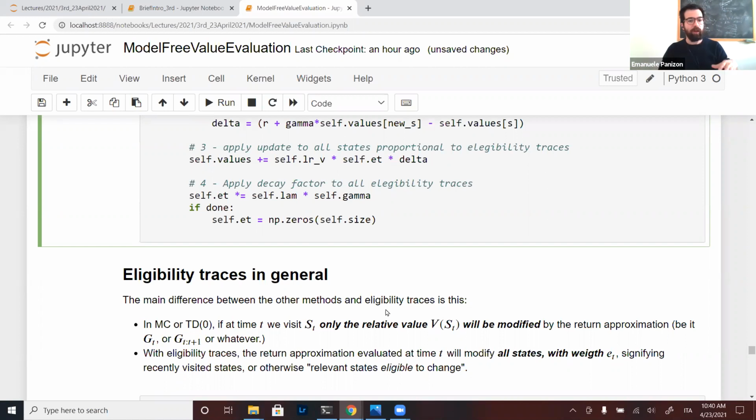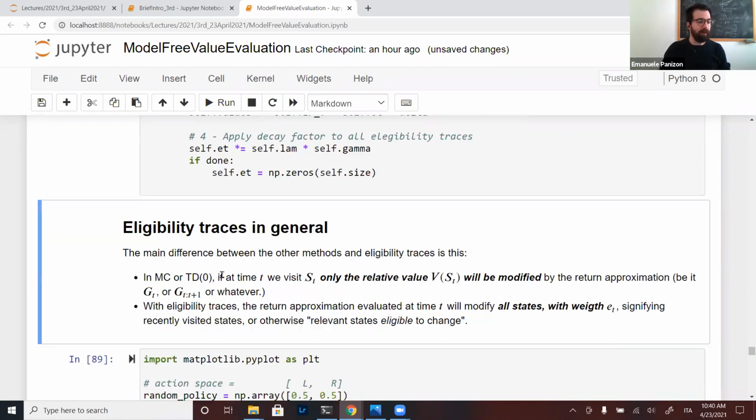So the main difference is that in Monte Carlo or temporal difference 0, if I am in S_t at time t, only the value relative to that position is modified. It's modified in Monte Carlo by the complete return, in TD0 by the one-step return or n-step return, it doesn't matter. Only that value there is modified. But with eligibility traces, the return approximation, which again, one-step return, complete return, I don't care, modifies all states with some weight.